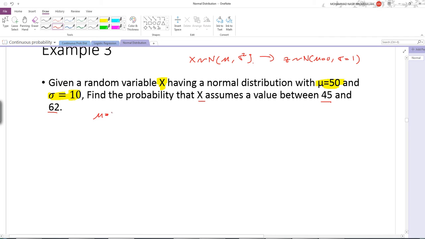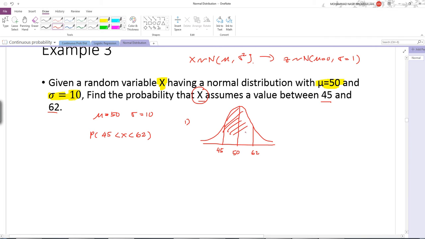So now we want to find the probability that x assumes value between 45 and 62. So our mean is equal to 50 and sigma equal to 10. We want to find probability of x between 45 and 62. Nampak ni dia tulis X kan. So now first step is we draw a normal distribution curve. This is not standard normal, this is a normal distribution curve. So mean is equal to 50. We want to know what is the area that we want to find. So the 45 on the left hand side, 62 on the right hand side. So this is the area that we want to find.